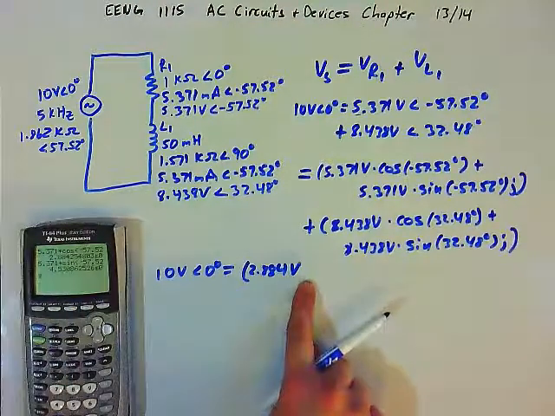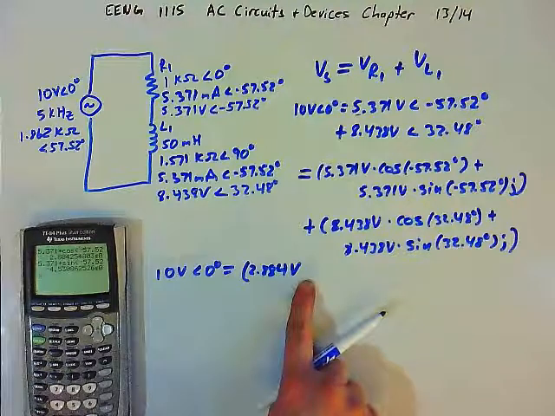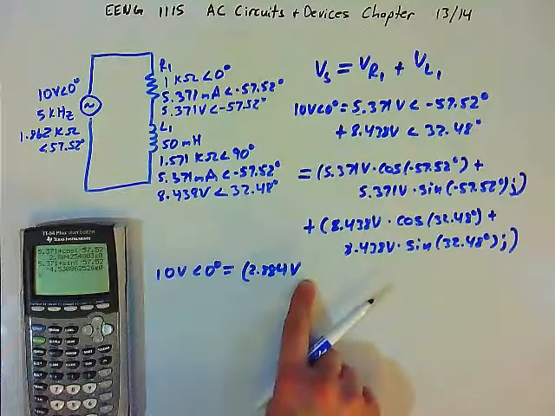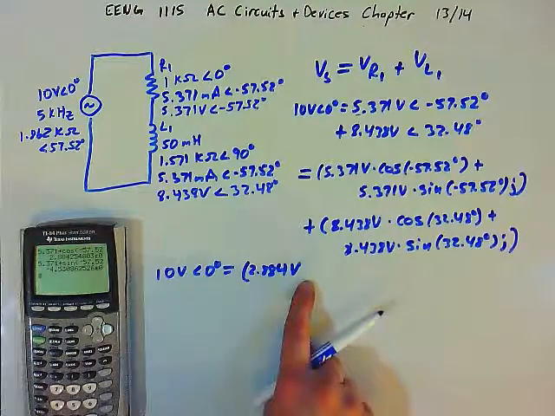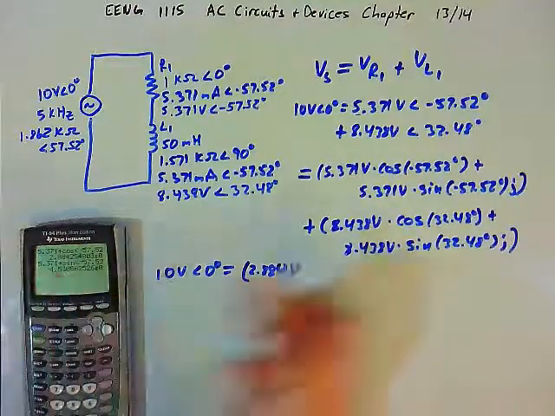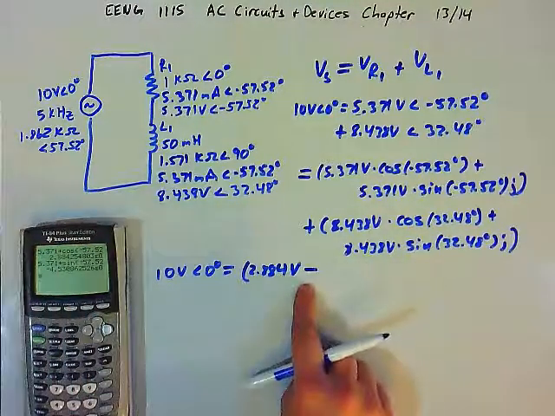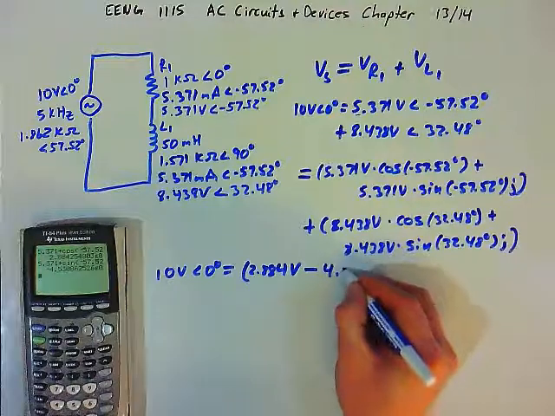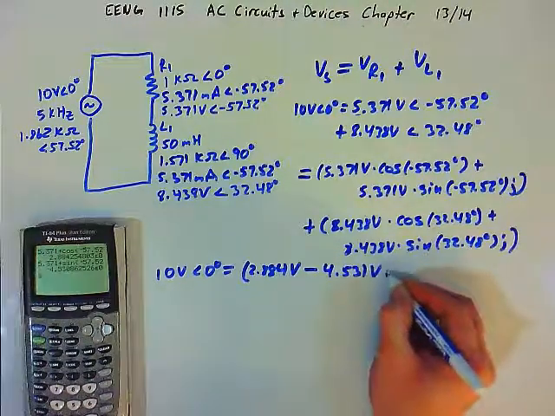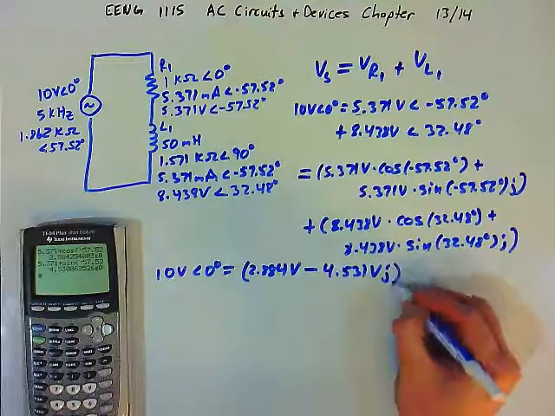So normally when I write my rectangular vectors, I usually write plus. That's because the y component has been positive. Here the y component though is negative. And so I'm going to make sure I write minus here. The y component is going to be negative 4.531 volts, and that's the j component of that vector.